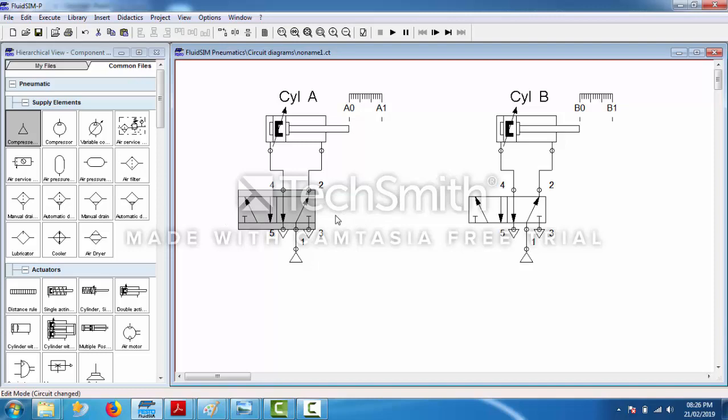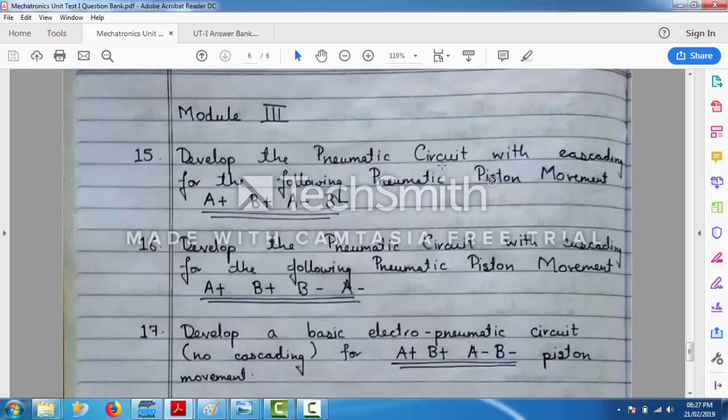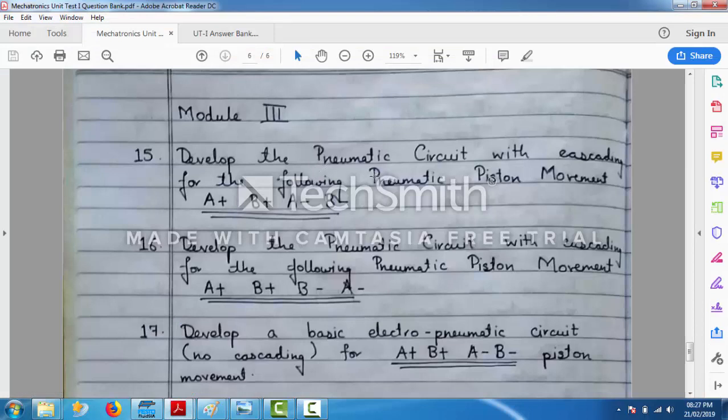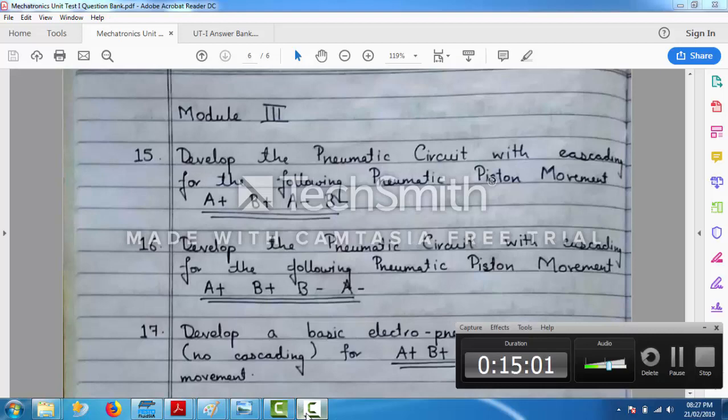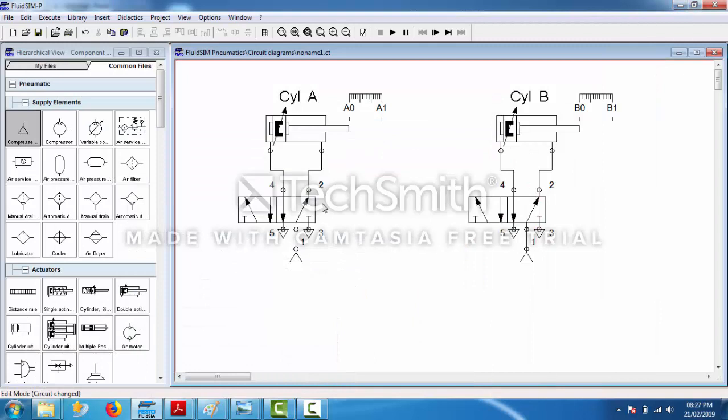Something is required to change the position. Now, just have a look at the question. The question is a pneumatic circuit. Whenever the question is a pneumatic circuit, you always have to use a pilot operated direction control valve. What does pilot operated mean? Pilot operated means a small amount of air is used to change the position.